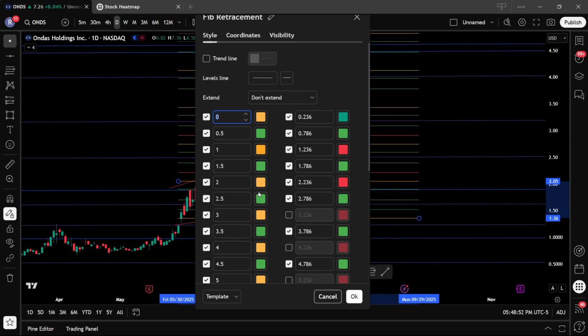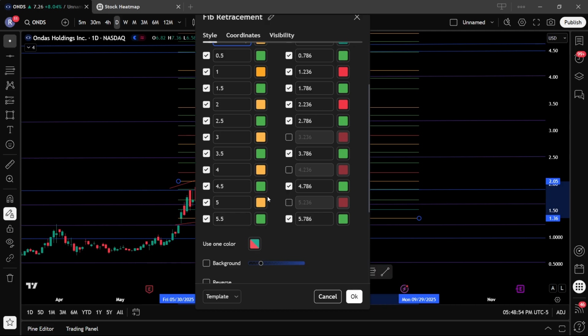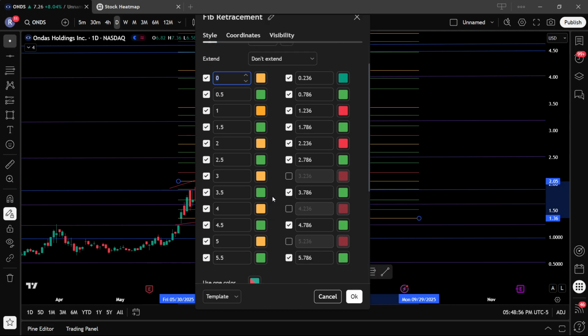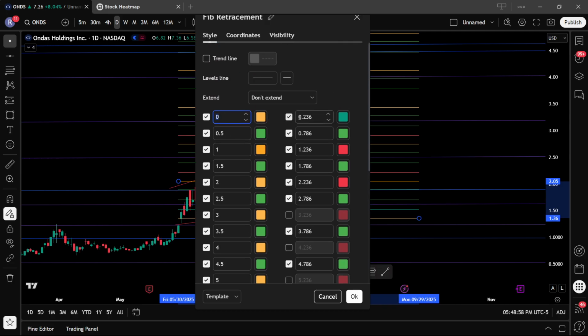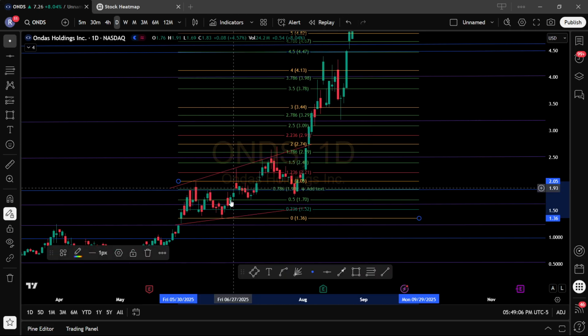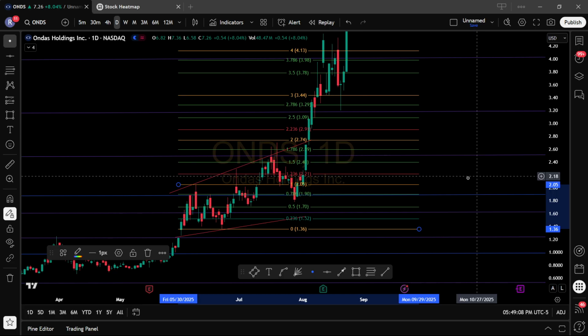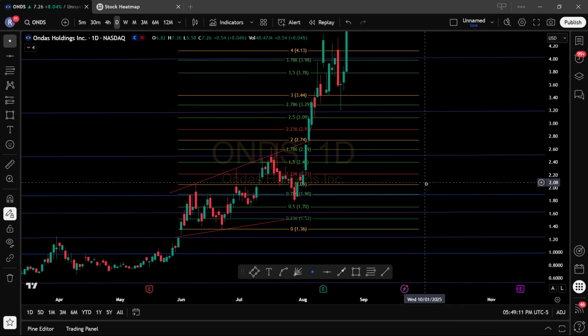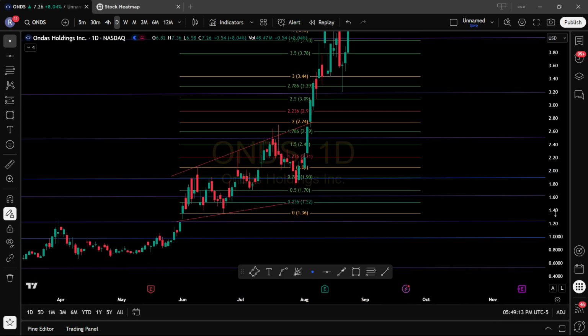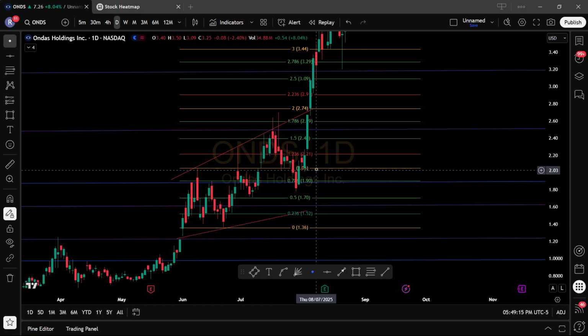Nothing special. I don't toggle them anymore. I pretty much found what I like, and I go from there. So 0, 0.236, 50%, 0.786, and then 1. Pretty basic. If I'm trading fibs and I'm bullish, the 0 goes on the bottom, the 1 goes at the top.